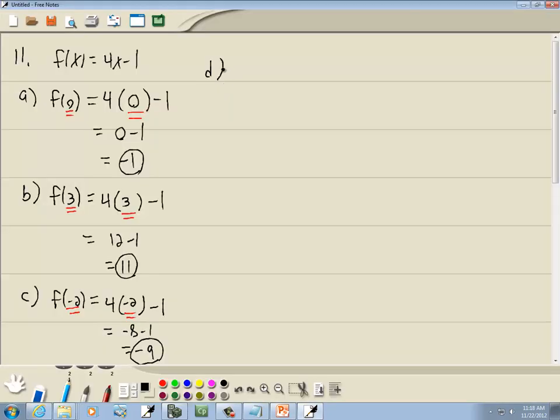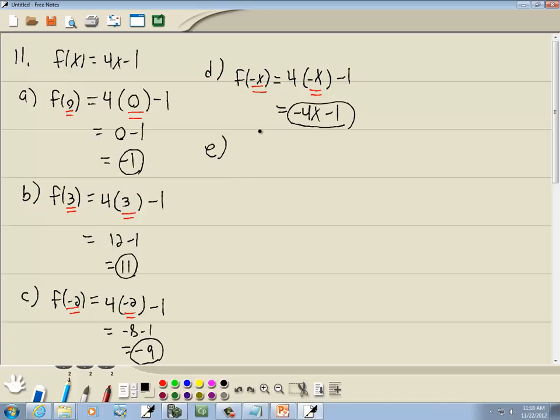And our fourth one is f of negative x. Again, it doesn't matter what you put in parentheses here. You do it always the same way. Where your x is, you put in parentheses. Whatever's inside the parentheses here is what goes inside the parentheses over here. So we'll plug in negative x. 4 times negative x is negative 4x, and then the minus 1. And that's our answer.